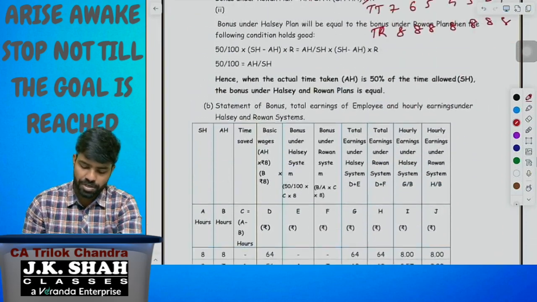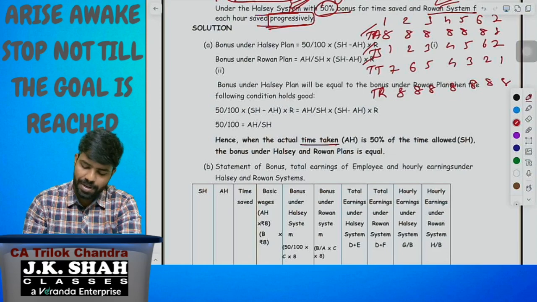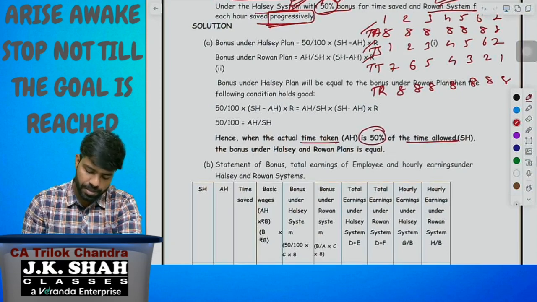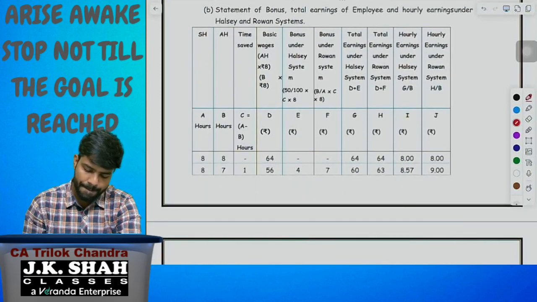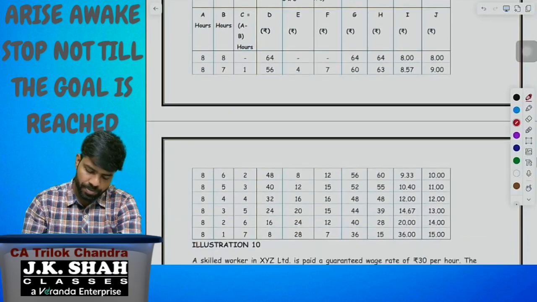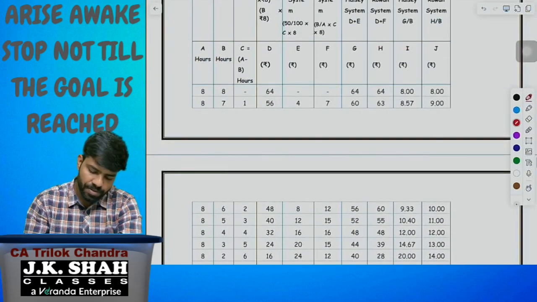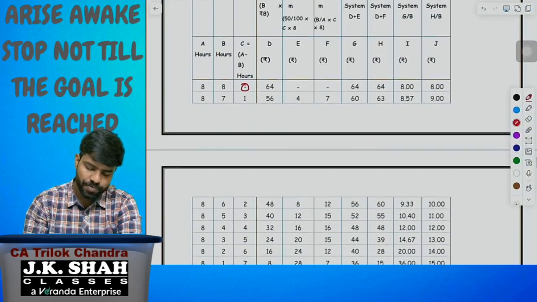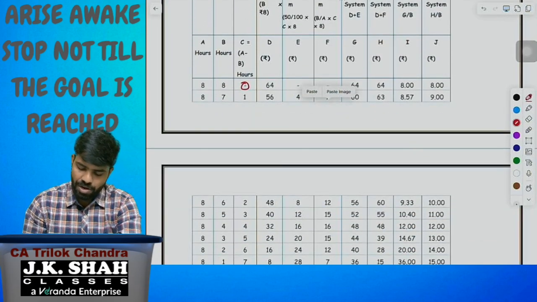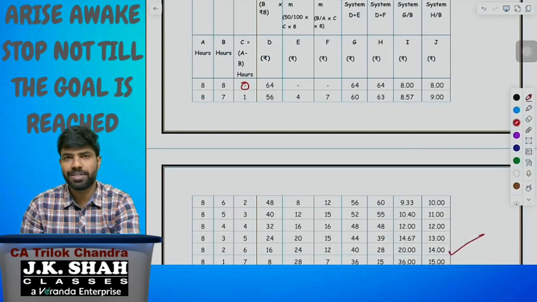Clear? Okay, now look here. They have given time taken as 50% of time allowed, and here they have given the scenarios. Time allowed, they have taken 0 first. Time saved, they have taken 0, then 1, 2, 3, 4, 5, 6, 7. In all the scenarios, they calculate the required things.